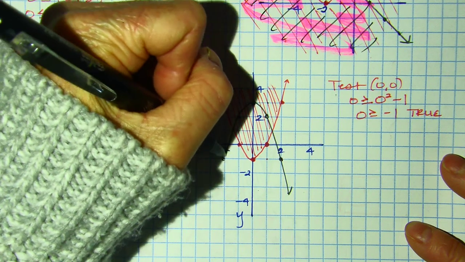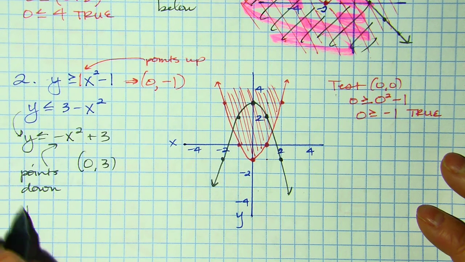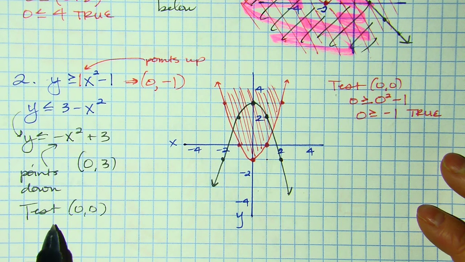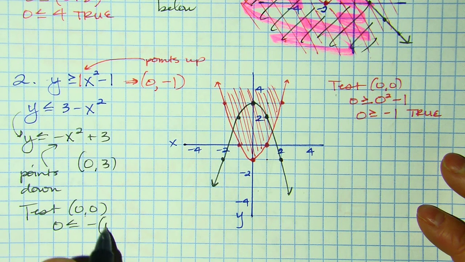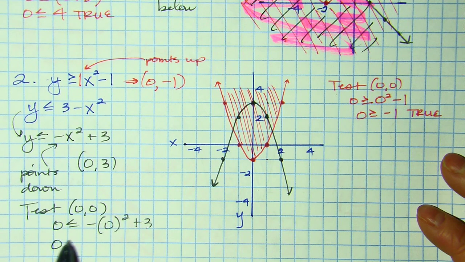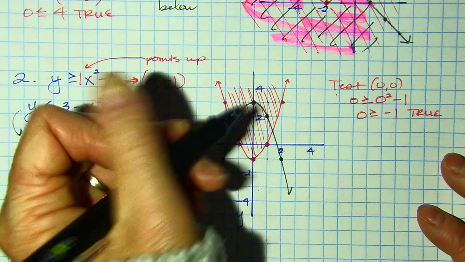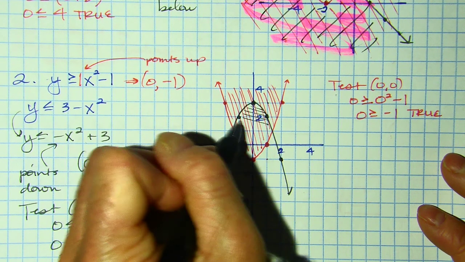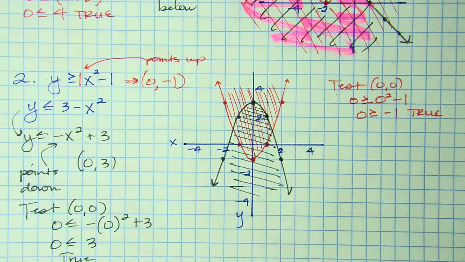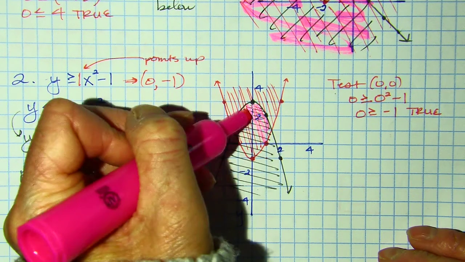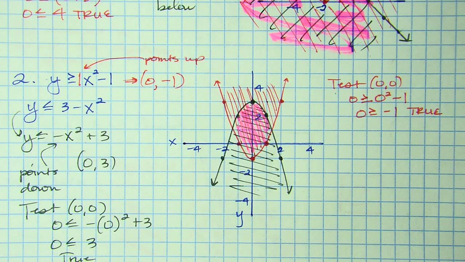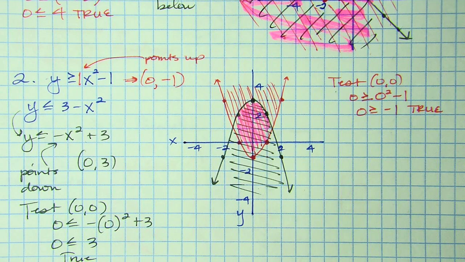You can also use Desmos if you don't like my shortcuts. Test 0, 0. Is 0 less than or equal to negative 0 squared plus 3? 0 is less than or equal to 3. That is true. So I'm shading where 0, 0 is, so I'm shading below. I hope you notice that this section here is where the shading overlaps. You're just going to get a million different versions of that. So hopefully you're okay with it.